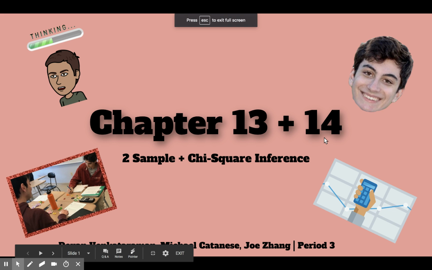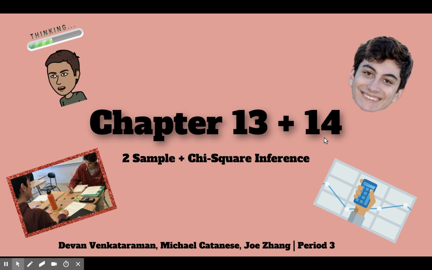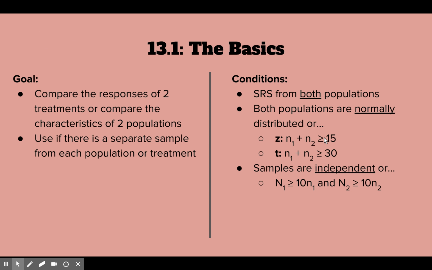Today we're going to talk about chapter 13 and 14, which is on two-sample and chi-square inference. So 13.1 is on comparing population means with two samples. The goal of this is to compare the responses of two treatments or compare the characteristics of two populations. And we're going to use this if there's a separate sample from each population or treatment.